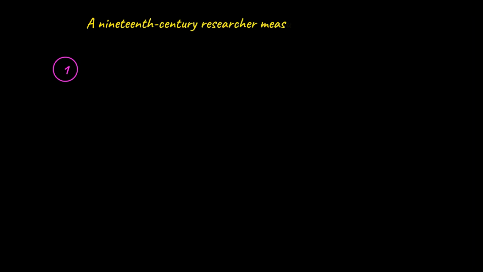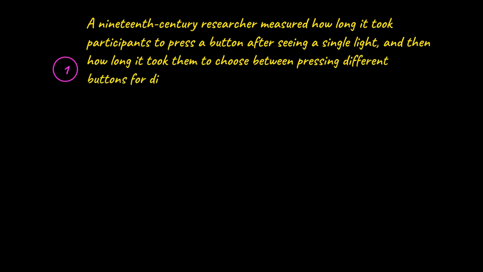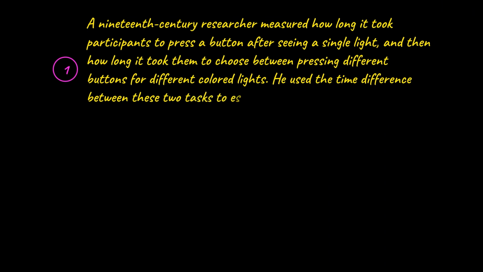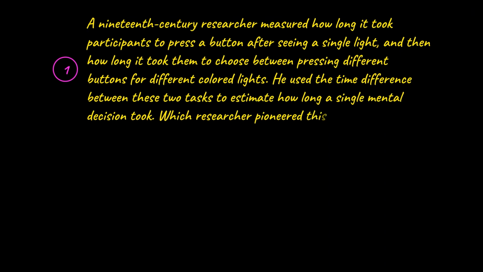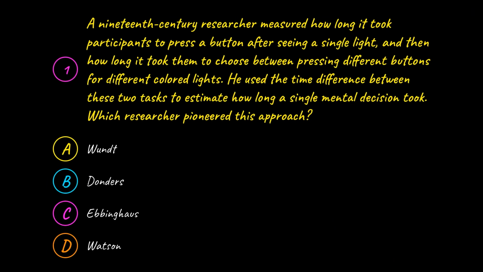A 19th century researcher measured how long it took participants to press a button after seeing a single light, and then how long it took them to choose between pressing different buttons for different colored lights. He used the time difference between these two tasks to estimate how long a single mental decision took. Which researcher pioneered this approach? Your options are A. Wundt, B. Donders, C. Ebbinghaus, D. Watson. Which one is it? Pause the video if you need more time.